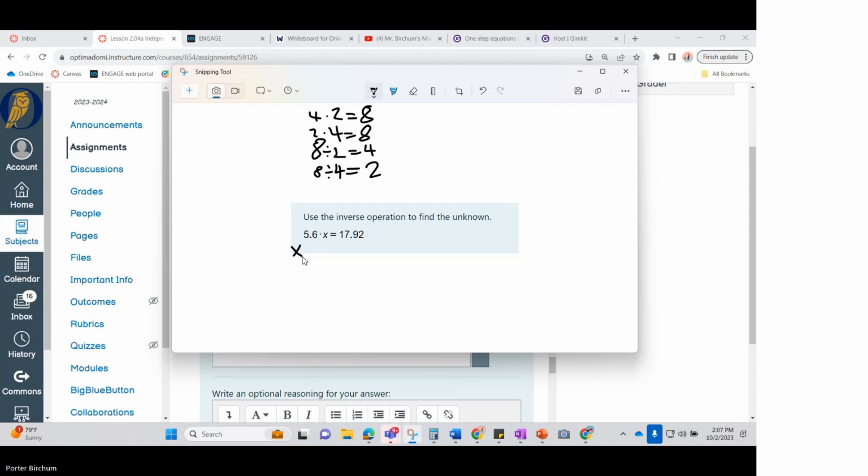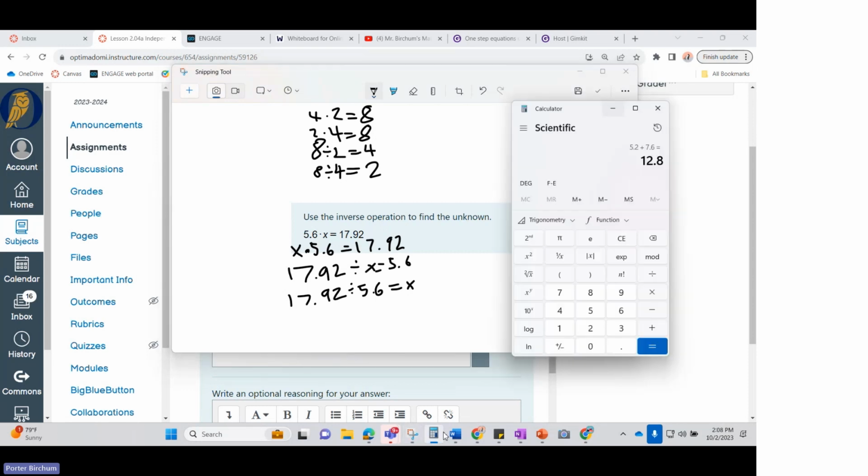So x times 5.6 equals 17.92. Looks like when it's timesing, the last number becomes the first number when I write it as a division sentence. 17.92 divided by mystery number equals 5.6. And 17.92 divided by 5.6 equals mystery number. A calculator sentence.